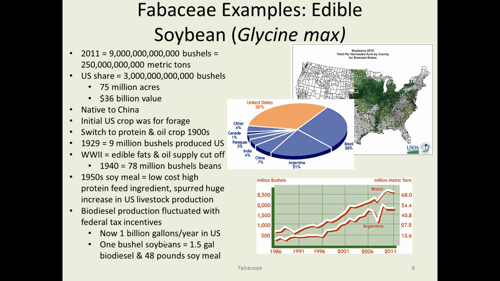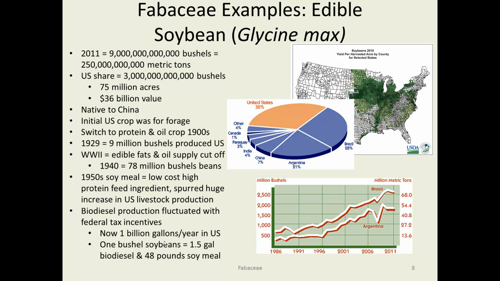A bushel weighs about 56 pounds, so several train loads full of soybeans went back and forth in the U.S. It took about 70 million acres to produce that much beans, and that had a $36 billion value. So as far as the U.S.